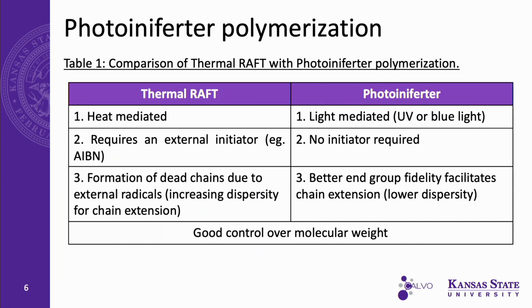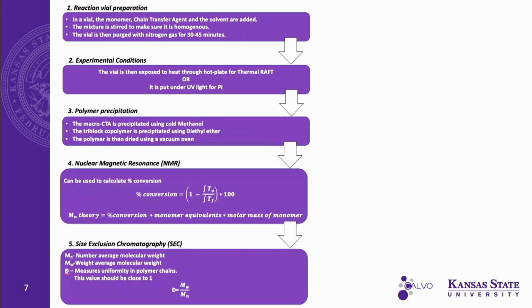For this project, we're mainly focusing on ways to synthesize these ABA triblock copolymers more efficiently, because their synthesis can sometimes be difficult due to larger molecular weight or larger chain length. And so we use both thermal RAFT and photoiniferter polymerization because they give us good control over molecular weight. But we also hypothesize that the photoiniferter polymerization, since it doesn't require an initiator, would give us better end group fidelity, which would help in the chain extension and would also give us lower dispersities.